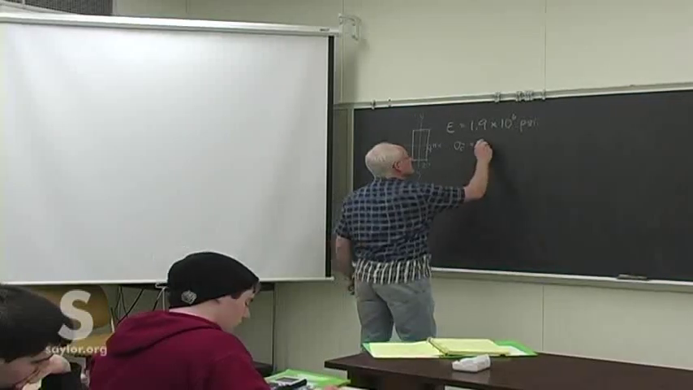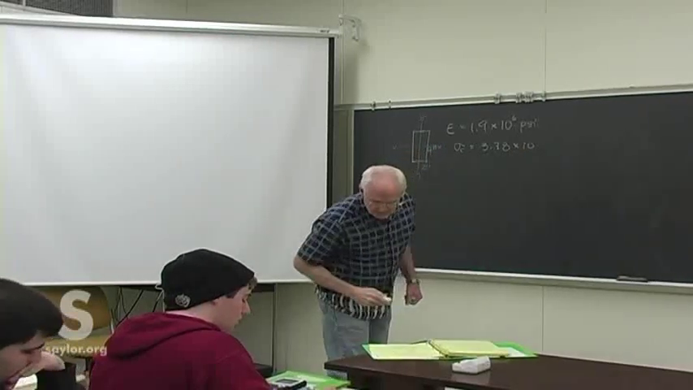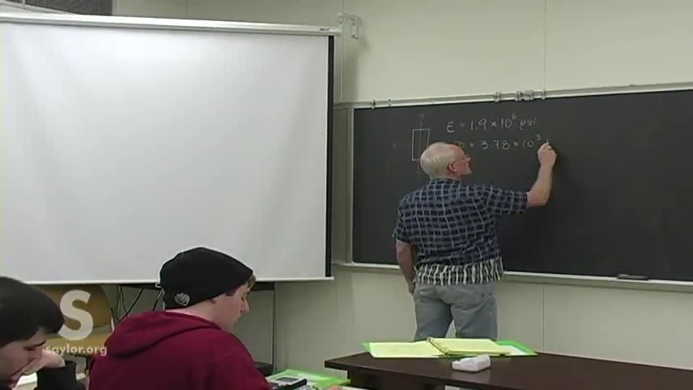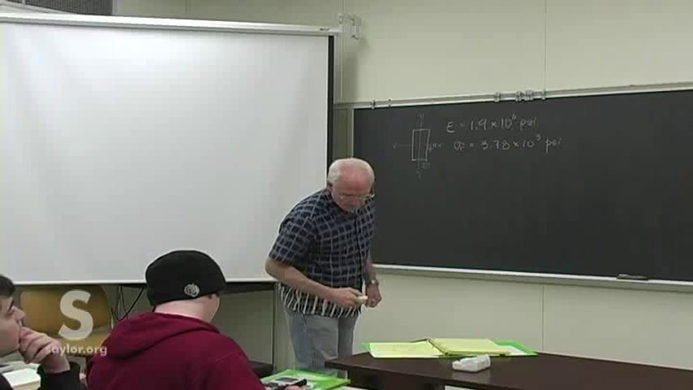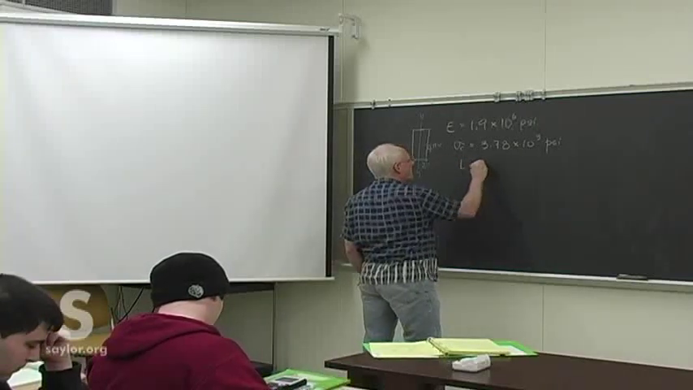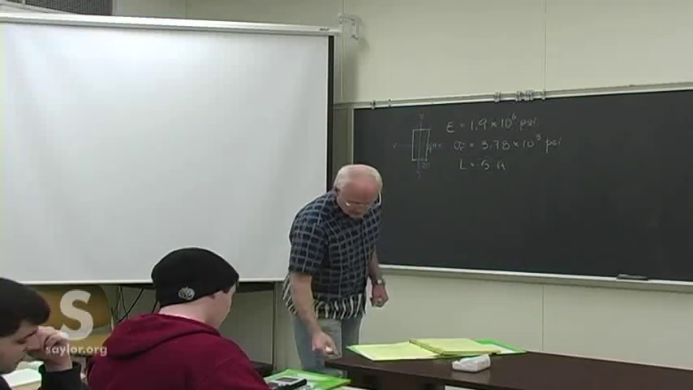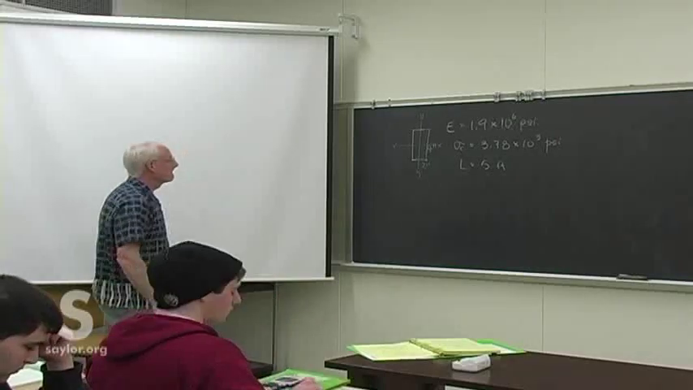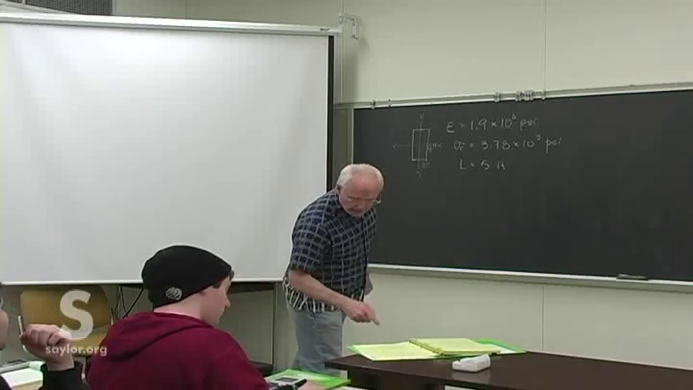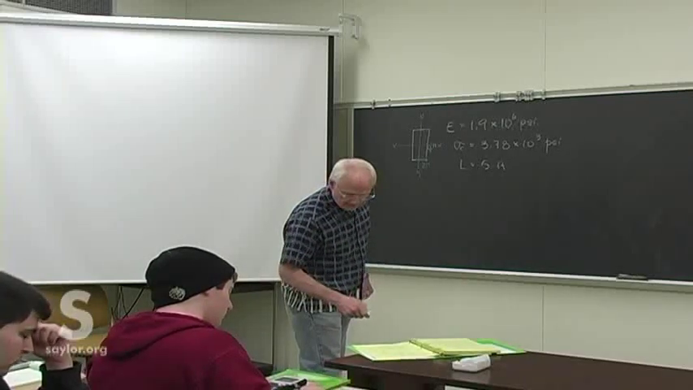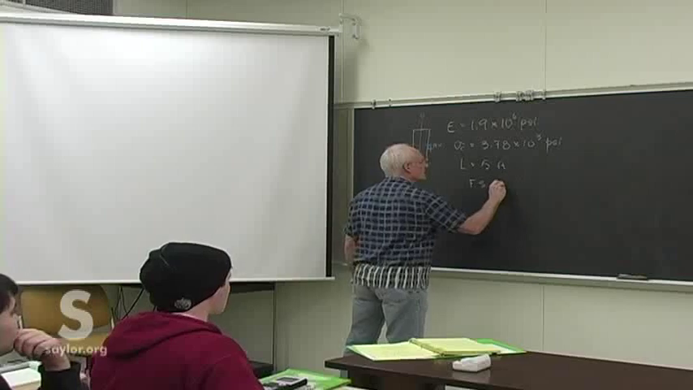Allowable stress of 3.78 times 10 to the 3rd PSI. Five-foot long, I guess 5 foot high is the better term for a column like this. Okay, and a factor of safety on allowable load of 1.5. So once we've figured out the load, put in a factor of safety.